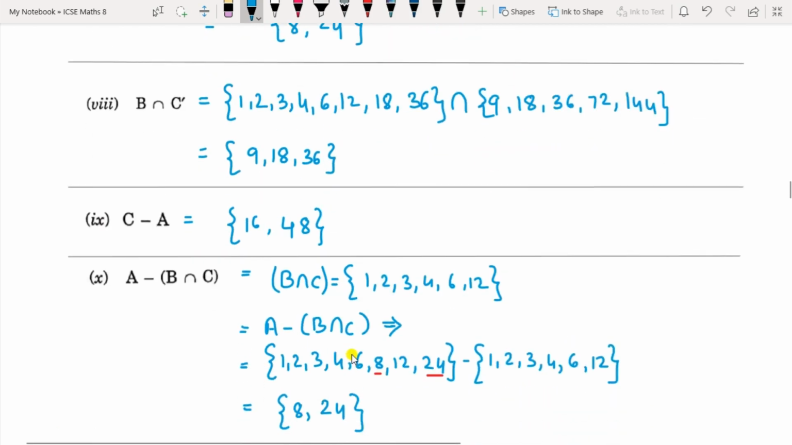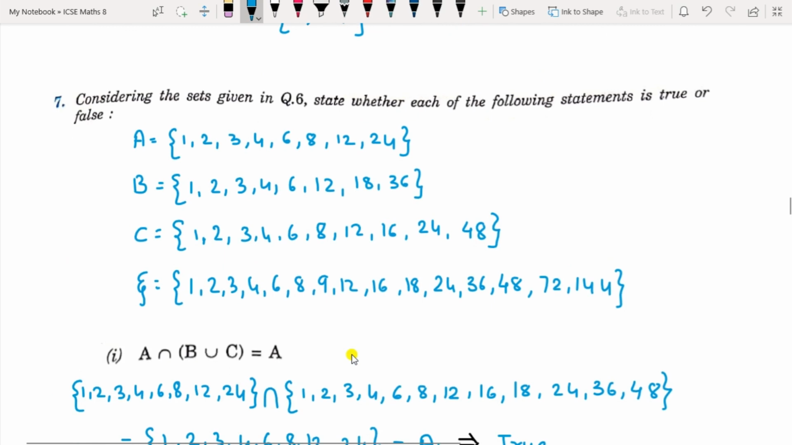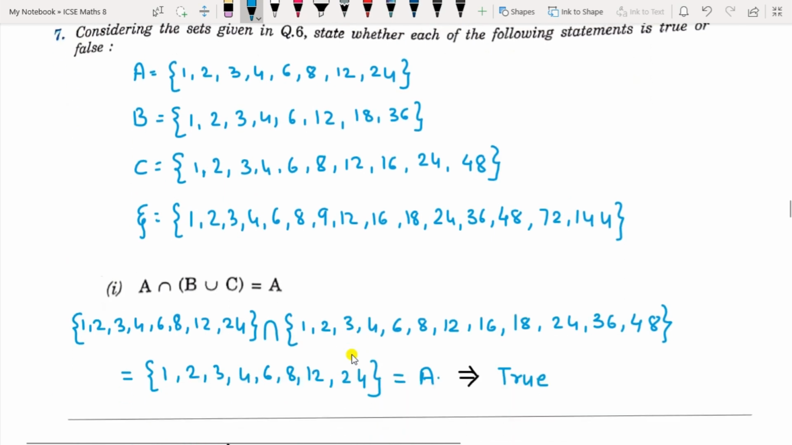Okay. So this way you have to solve your question number 6. Now by taking the sets of question number 6 itself, you have to solve question number 7 for the given operations, whether you have to say true or false. So LHS should be equal to RHS in this given question. That is, A intersection (B union C) is A. So solve it and find whether it is A or not.